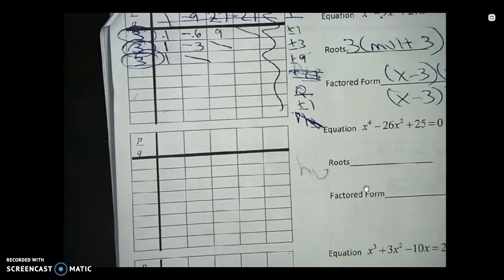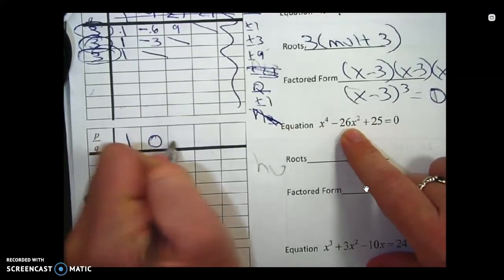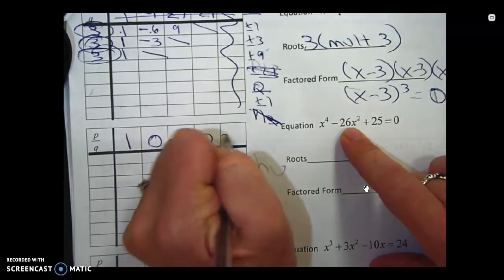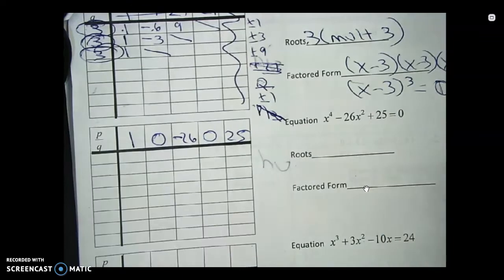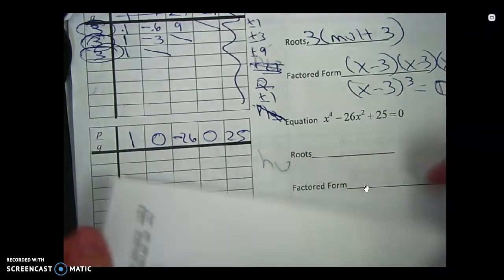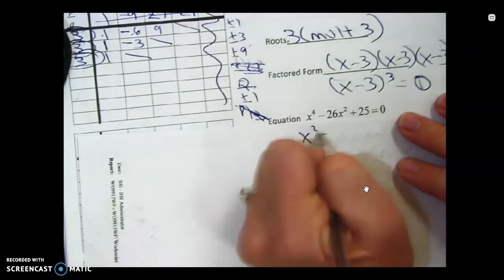Okay, let's try the next problem. If it's to the 4th, I'm going to have 4 roots: 1, x to the 3rd, x squared, x, and then a number. If you know how to factor it, I encourage factoring it. If I was going to factor this, which is what I would do, because it's going to say solve, so you can do whatever you want.